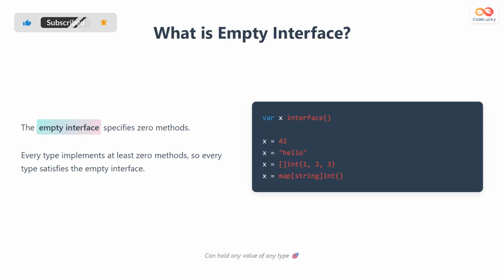So, what exactly is the empty interface? The empty interface specifies 0 methods. Because every type implements at least 0 methods, it means every type satisfies the empty interface.